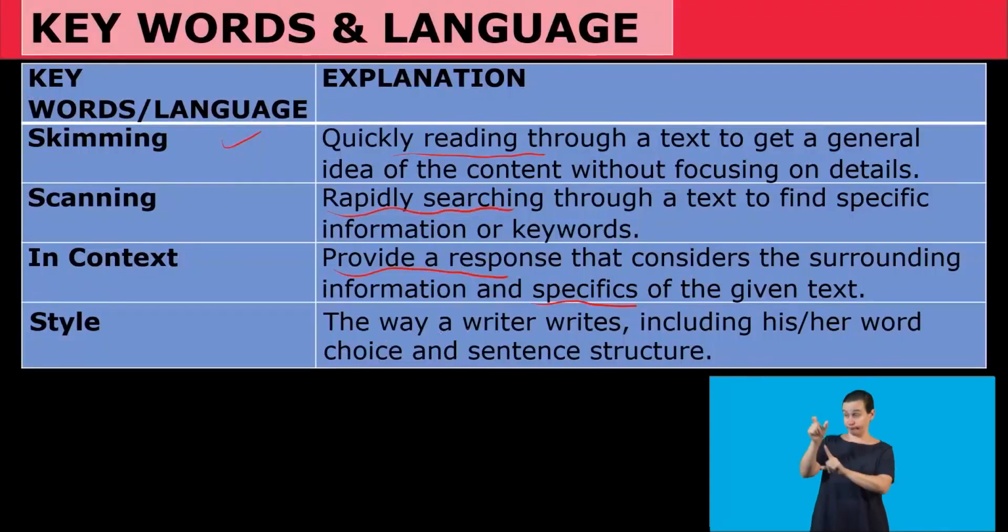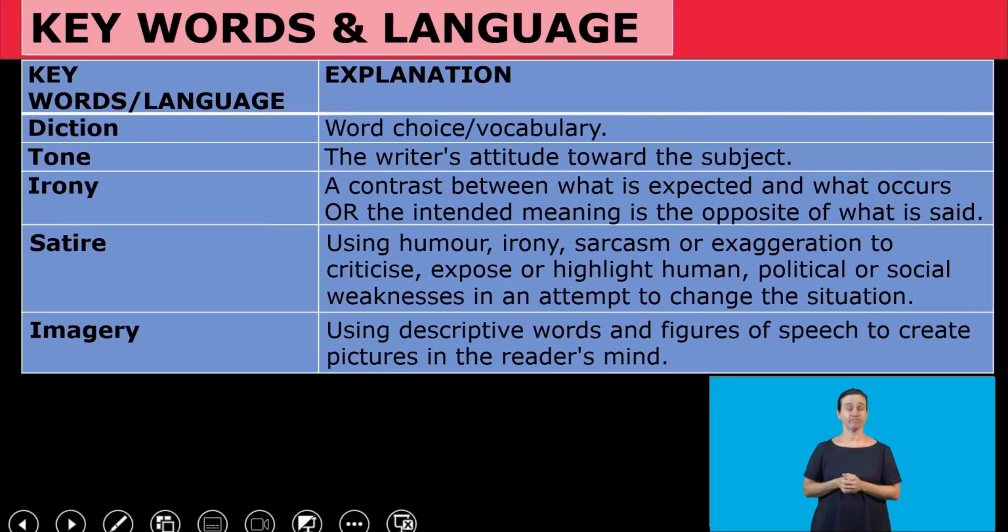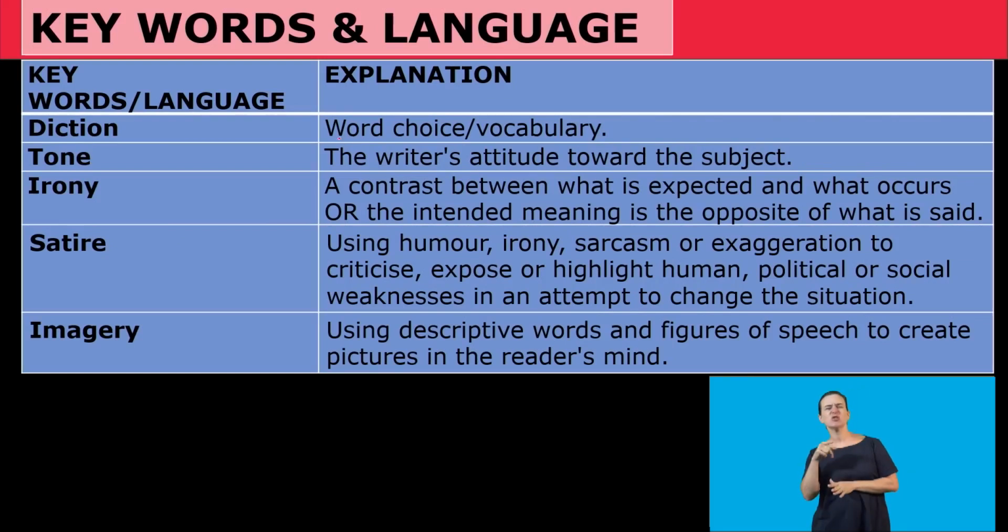You also need to be aware of the style. Style is the way a writer writes, including his or her word choice and sentence structure. Some more key words that you need to keep in mind include diction, which is word choice or vocabulary, tone, which shows the writer's attitude towards the subject. Irony, of course, is a contrast between what is expected and what occurs, that's situational irony, or when the intended meaning is the opposite of what is said.